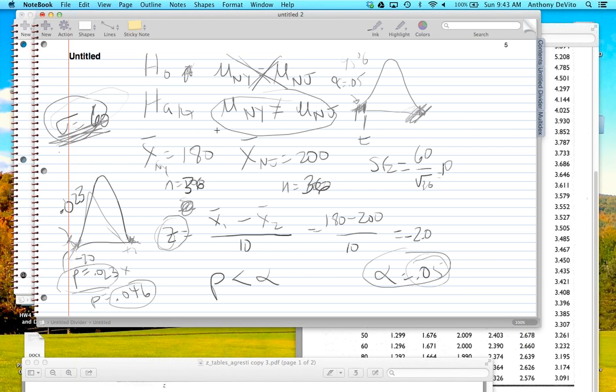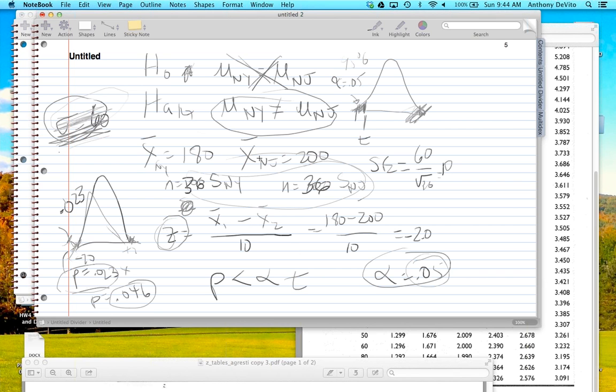So now let's, for a moment, say that I didn't know the value of the population standard deviation. I have a two sample t-test here, and I don't know the population standard deviation. I have to rely on what I calculate as the sample standard deviations, the sample standard deviation for New York and the sample standard deviation for New Jersey. Okay, that's another situation, isn't it? Since I don't know that, I have to use a t-test.